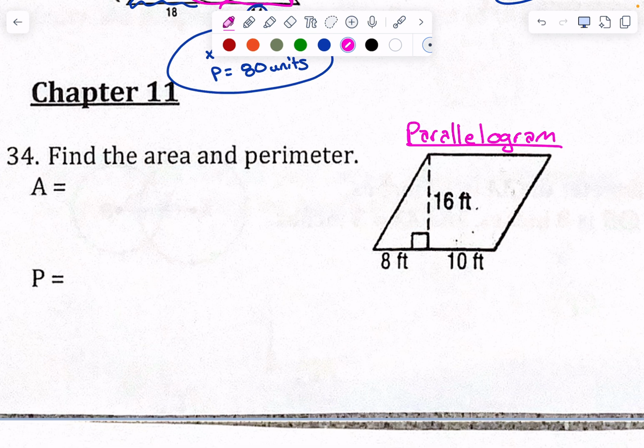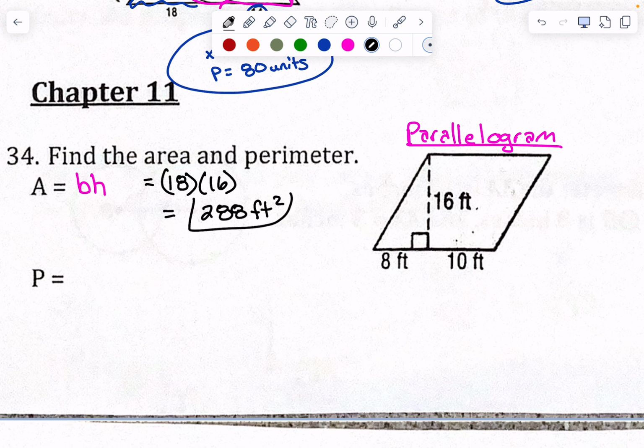Let's do area first because it's easier. How do you find area of a parallelogram? Length times width, or base times height, okay? So, write the formulas there. What is the base here? 18, and the height is 16. I multiply those together, and this is in feet squared, by the way. 288 feet squared. There you go.